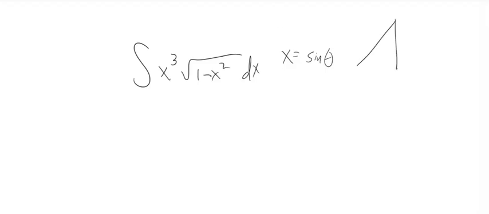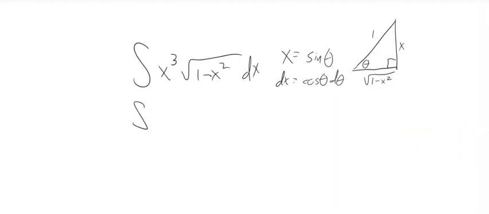If I think about the triangle for that, if theta is here, sine is opposite over hypotenuse, so that'd be x over 1. And so notice the Pythagorean theorem gives me the square root of 1 minus x squared here, which shows up here. Okay, and if x is sine theta, dx is cosine theta d theta. So let's substitute these in.